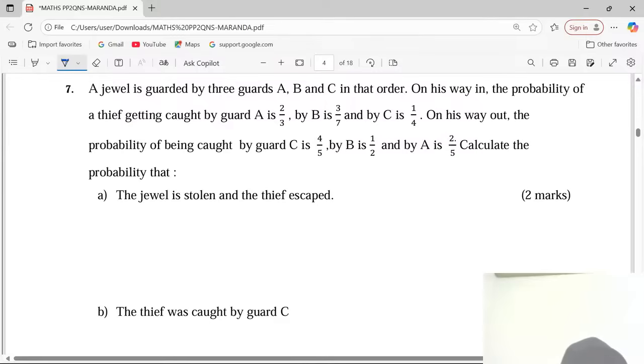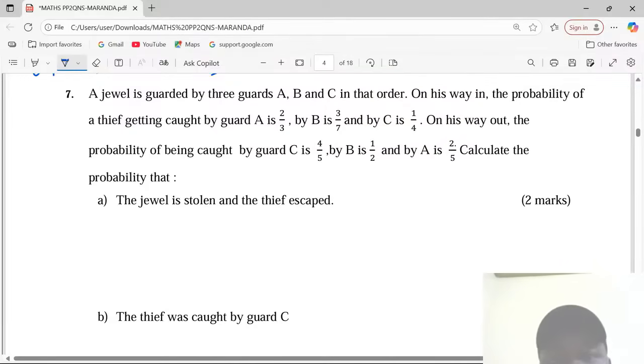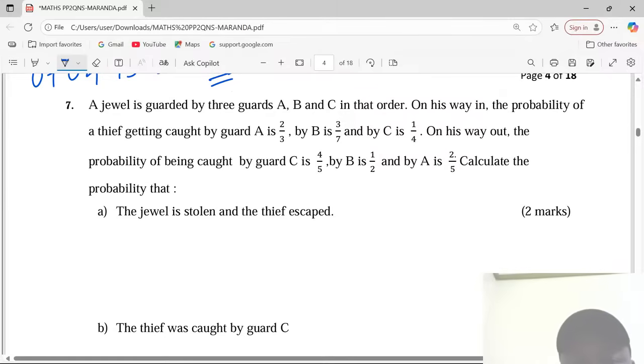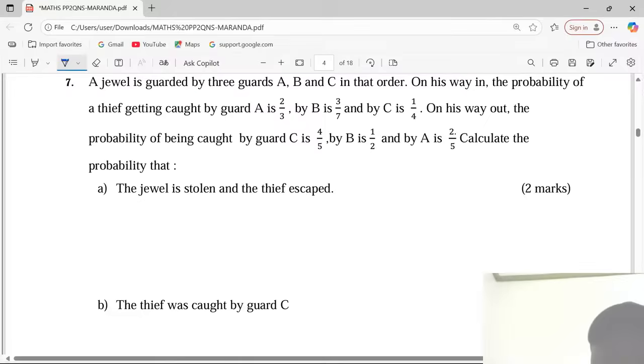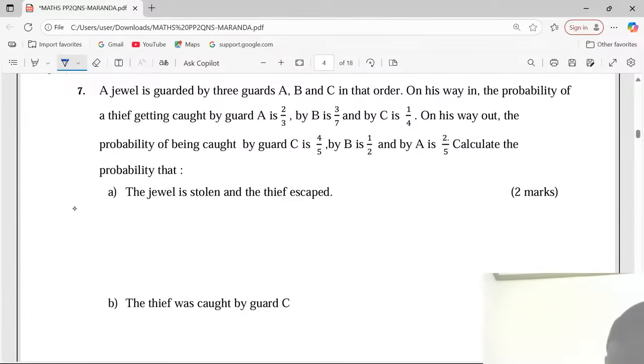Part A, the jewel is stolen and the thief escaped. So a thief comes and passes all the guards. This thief picks the jewel and passes back again without being caught. So it means the probability shall be not caught by A. Remember, being caught by A is 2/3. So not caught should be 1/3.